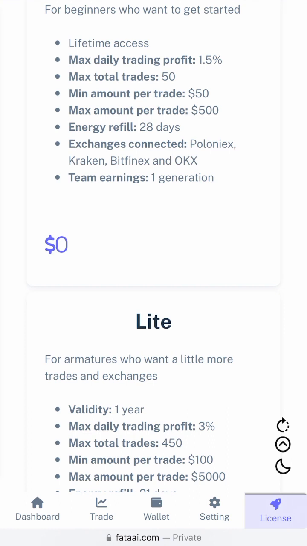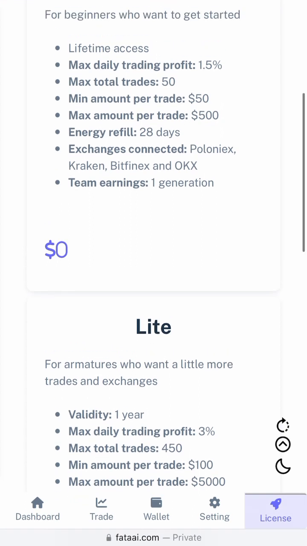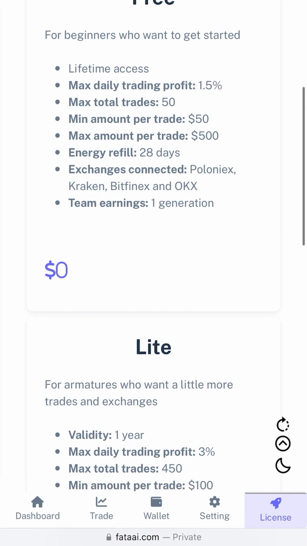If they are not within these 4 exchanges, you cannot participate in that trade. You cannot trade that particular trade. Now, team earnings is 1 generation. Now let me quickly explain team earning. Team earning simply means what you are earning from the people that are under you.